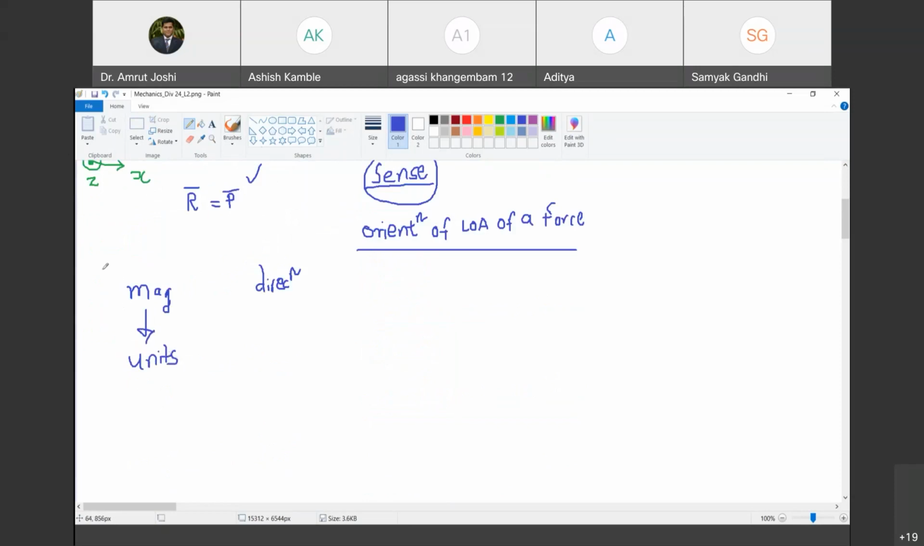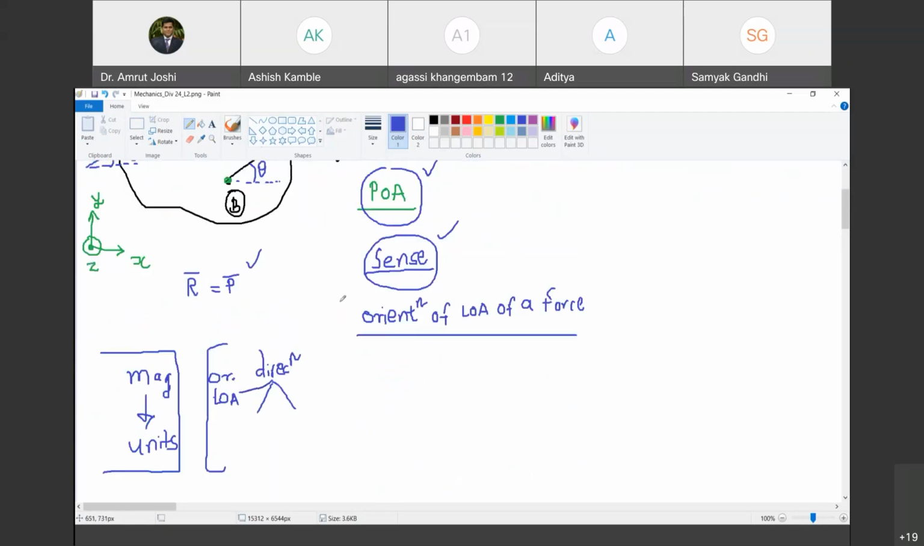So as far as a mathematician is concerned, magnitude is to be specified in terms of a specified system of units. But as far as the physicist is concerned, direction splits into three parts. One is you must specify the orientation of the line of application of a force. Do you agree with me? Yes, sir.